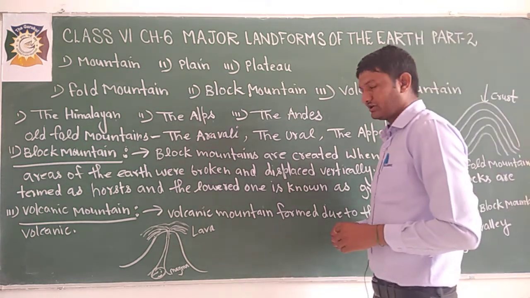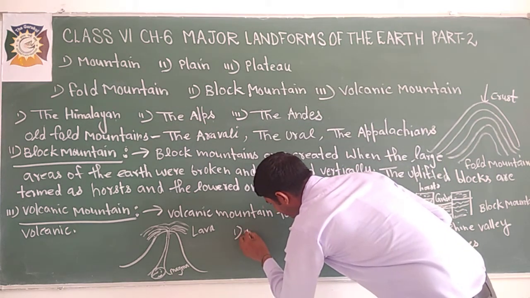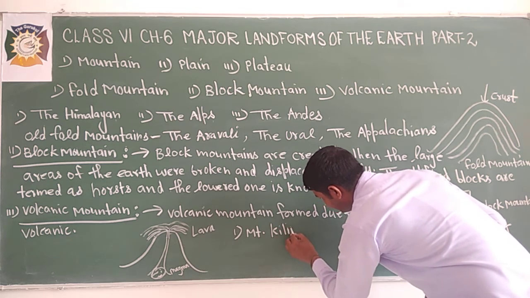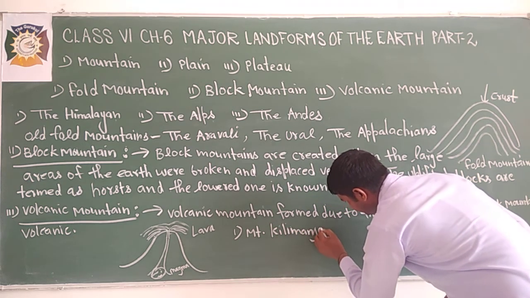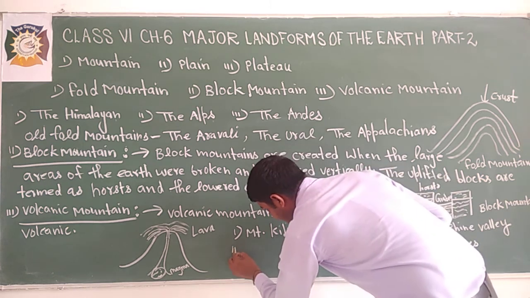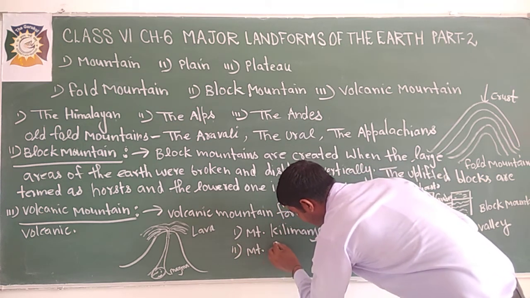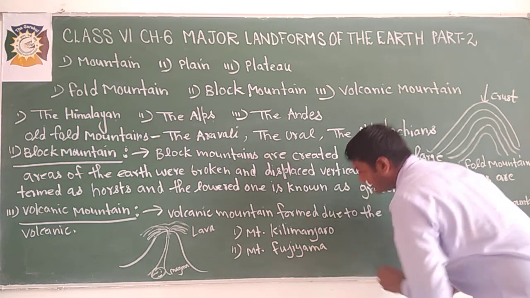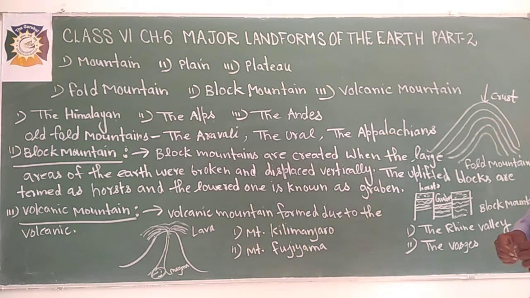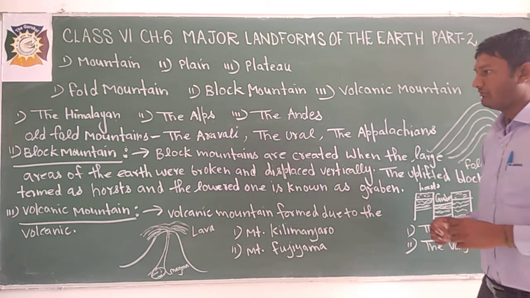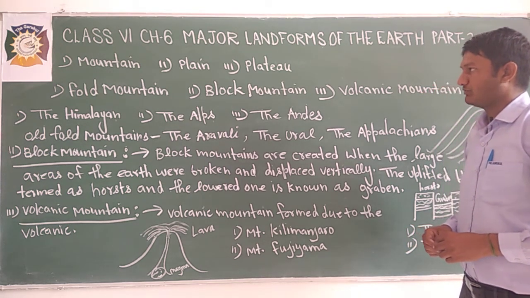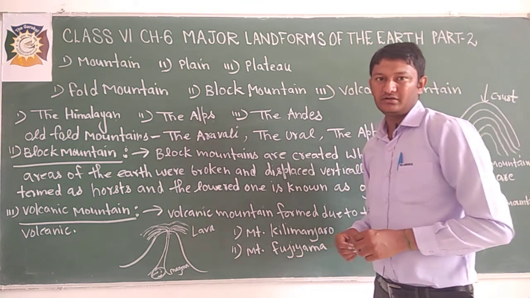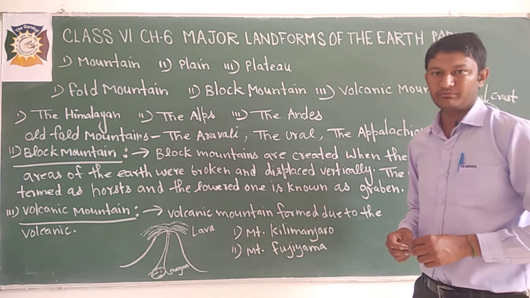Now the examples of volcanic mountains are, first one, Mount Kilimanjaro, and the second one is Mount Fujiyama. These are the examples of volcanic mountains. I hope you have understood about the three types of mountains. These are the fold mountain, the block mountain, and the volcanic mountain.